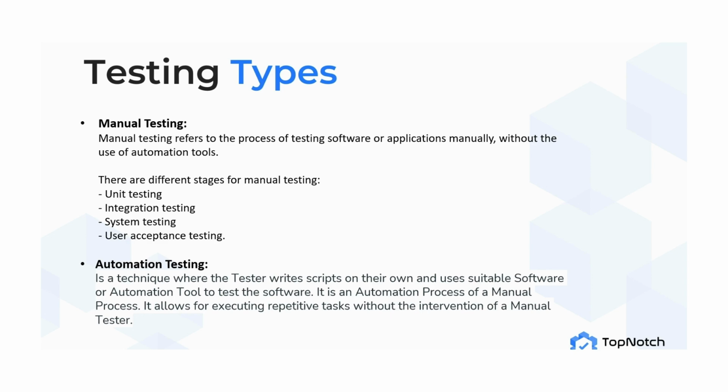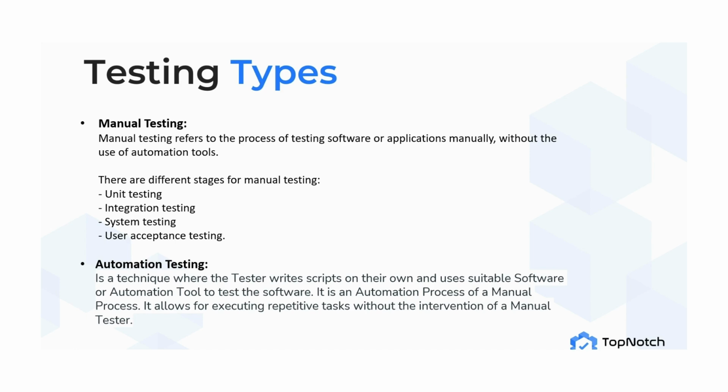We have another type of testing, automation testing. What is automation testing? It is a technique where the tester writes scripts on their own and uses suitable software or an automation tool to test the software. It's an automation process of a manual process. It allows for executing repetitive tasks without the intervention of a manual tester.